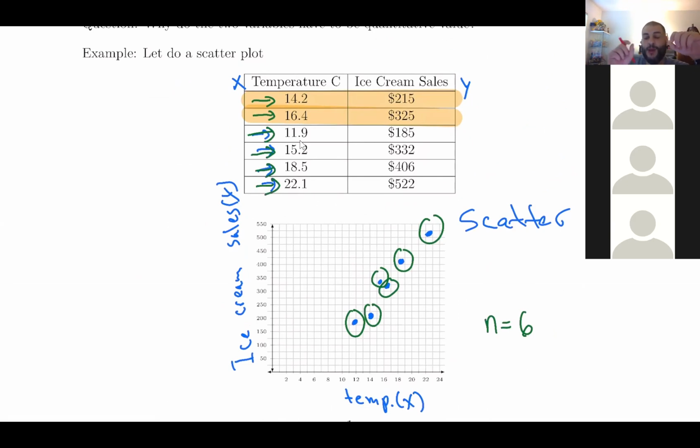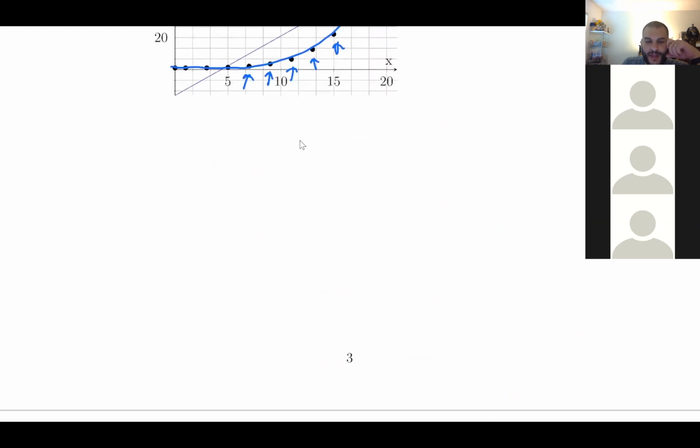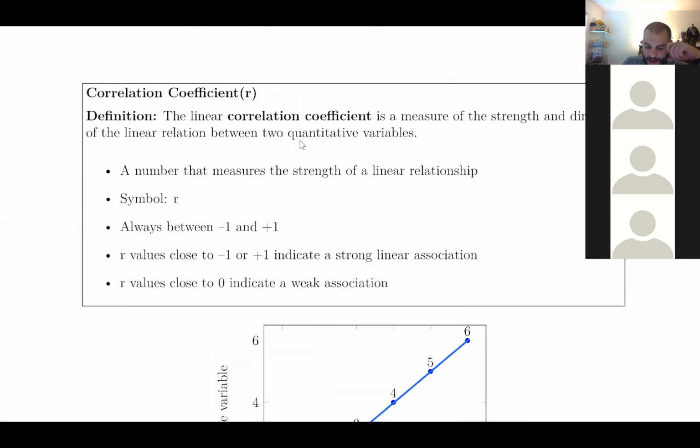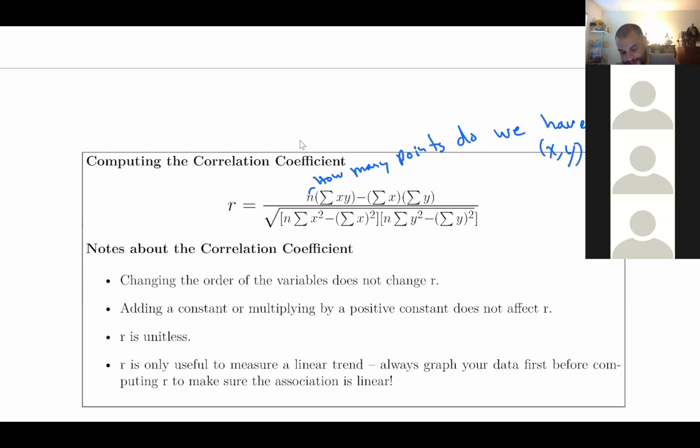It's telling you how many coordinates you have. So that's what n represents. It doesn't represent how many total data sets we have. It corresponds to how many total points we have. Okay, everybody good for n? All right, everybody good for n.